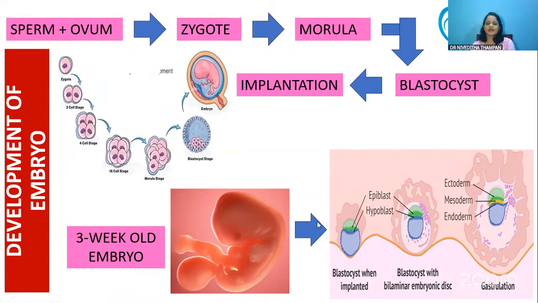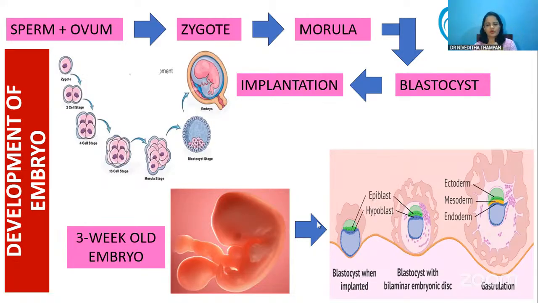Development of the embryo begins with the union of sperm and ovum, resulting in fertilization. Fertilization will result in the formation of a zygote. Zygote is a one cell structure, and it is capable of continuous divisions.